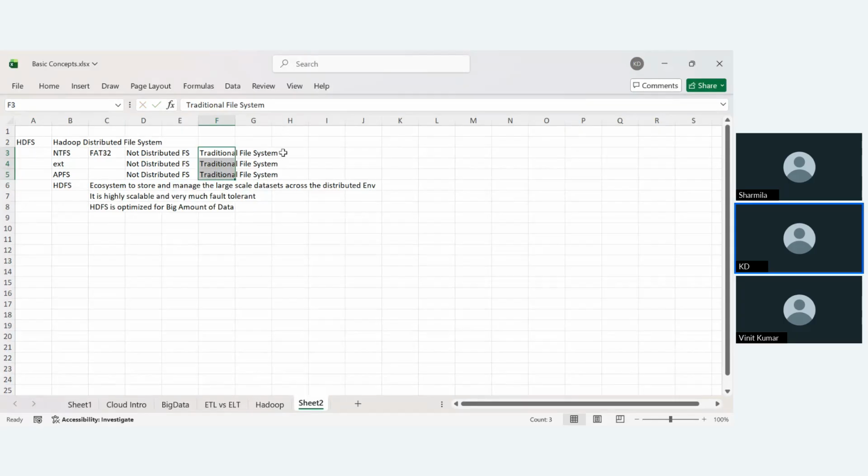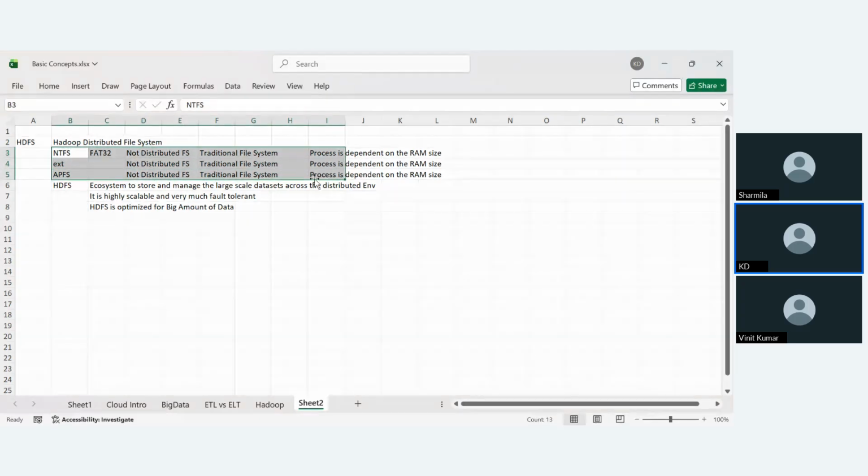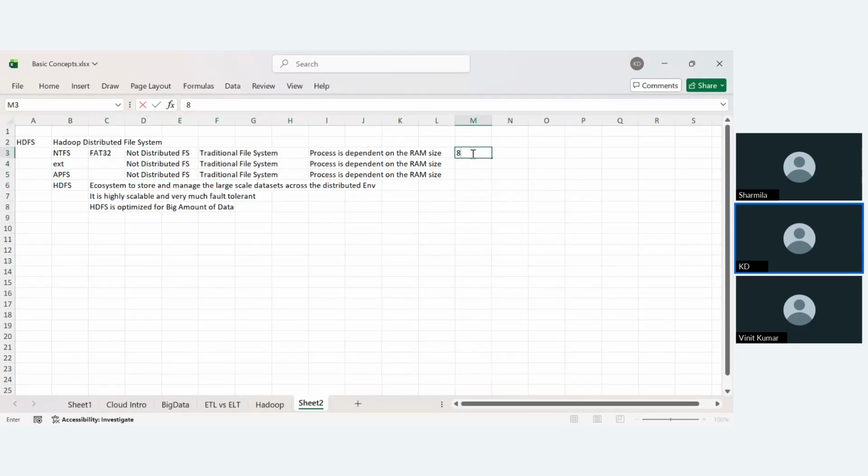In a traditional file system, the process is dependent on the RAM size. No matter what your hard disk capacity is, speed and work will depend on the RAM size. So if the RAM size is lower, there will be a limit on the data processing. Suppose one is using just 8 GB RAM in the system, which is very good for a normal system.